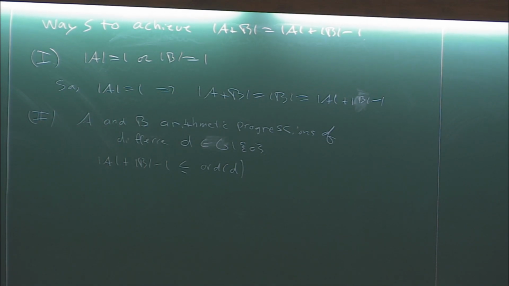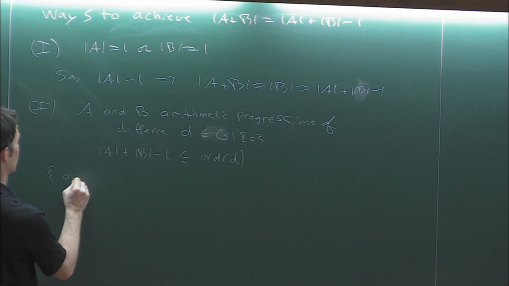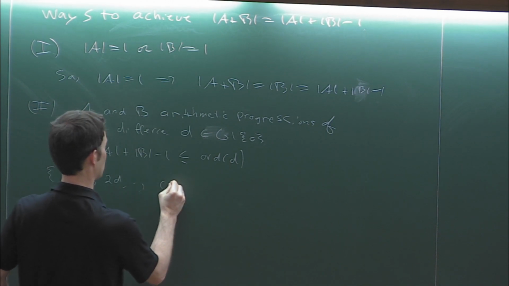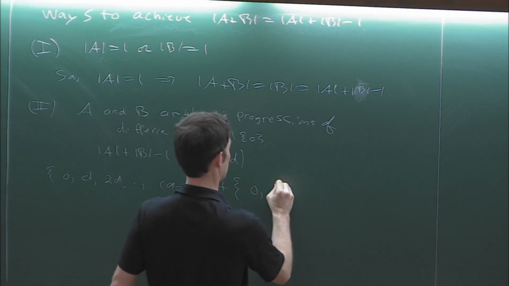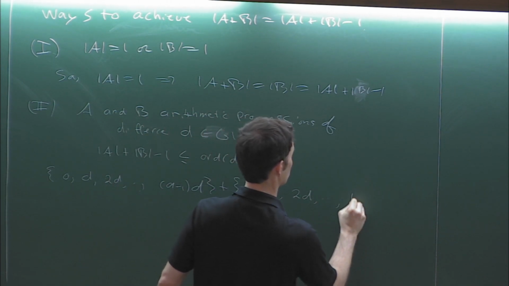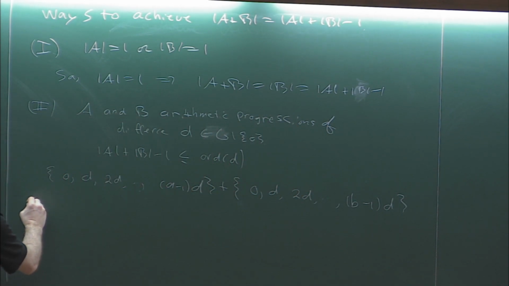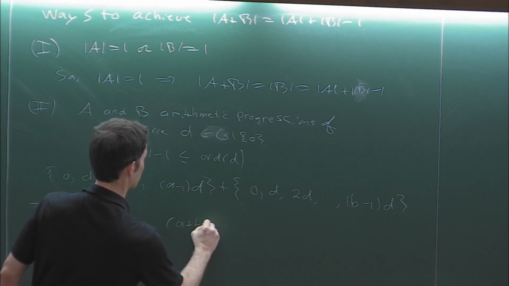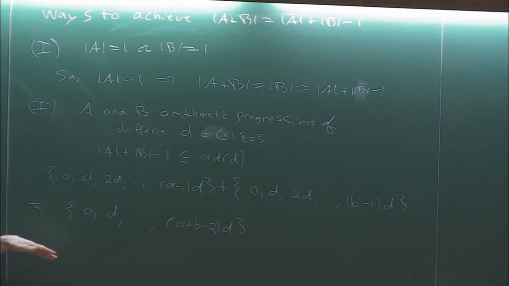If you add two arithmetic progressions together, it's not so hard to check. For instance, if you have something that's 0, D, 2D up to (A minus 1)D, and you add it to 0, D, 2D up to (B minus 1)D, well, in the end, what you're going to get is 0, D up to (A plus B minus 2)D. And as long as we have this condition over here, these are all distinct elements, and you have exactly that bound over there. So it will be another case when you get equality.